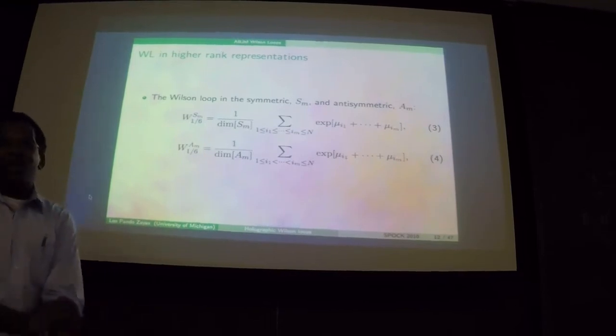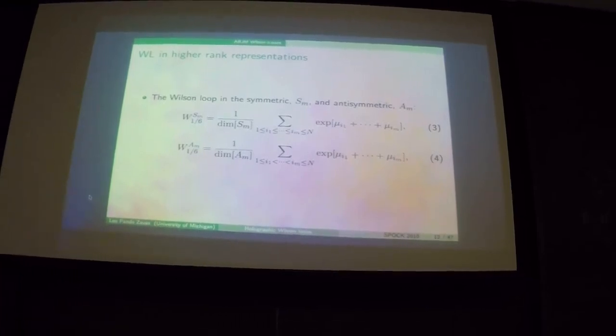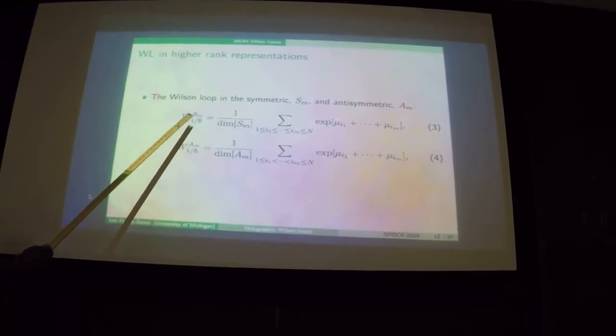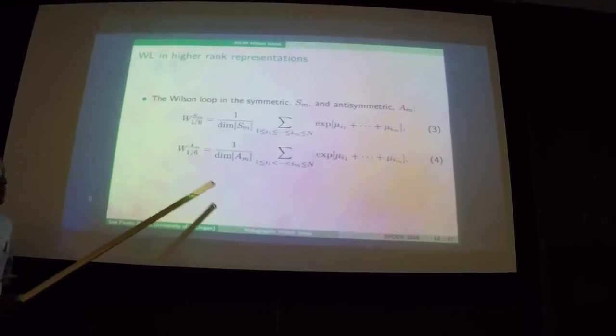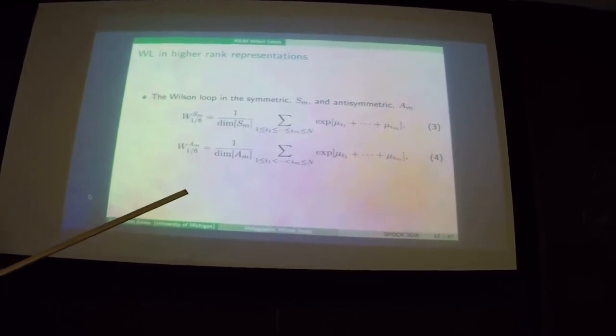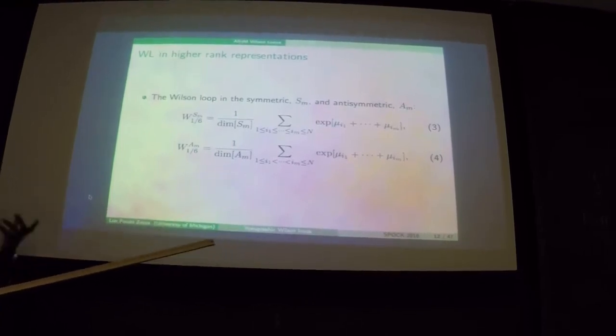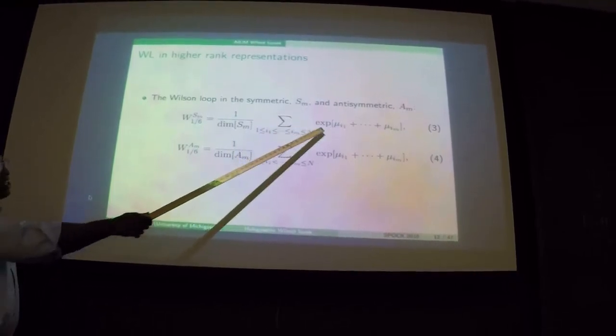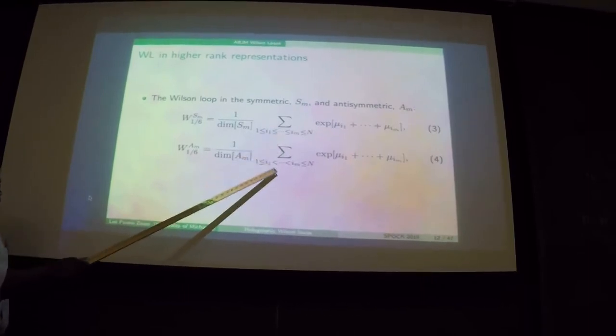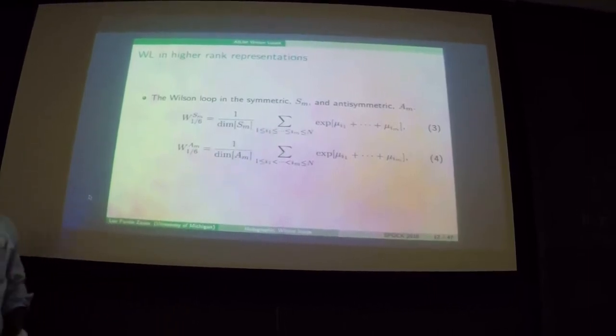Okay, so the objects that I want to compute using the matrix model are these two kinds of Wilson loops: a Wilson loop in the symmetric representation and in the antisymmetric representation. Once I have written my operators in the eigenvalue basis, they are essentially given by this expression. The main difference is the ordering of the eigenvalues.